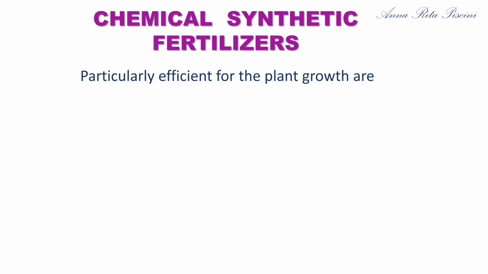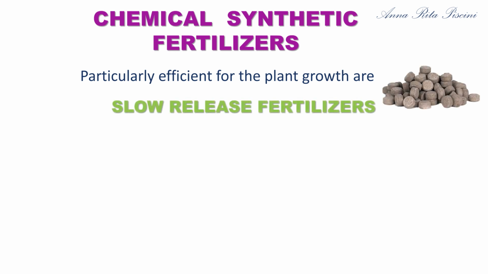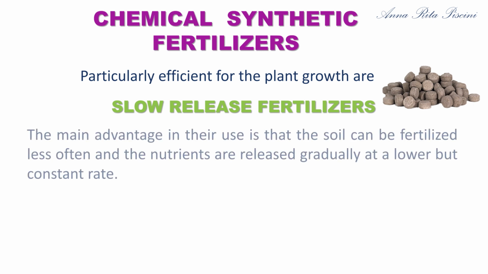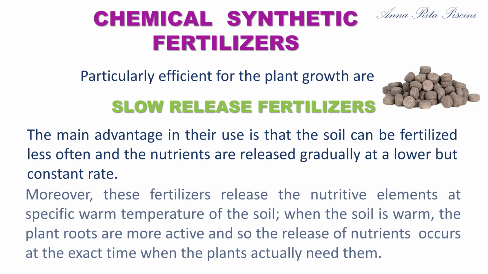Particularly efficient for plant growth are slow-release fertilizers. The main advantage in their use is that the soil can be fertilized less often, and the nutrients are released gradually at a lower but constant rate. Moreover, these fertilizers release the nutritive elements at a specific warm temperature of the soil. When the soil is warm, the plant roots are more active, and so the release of nutrients occurs at the exact time when the plants actually need them.